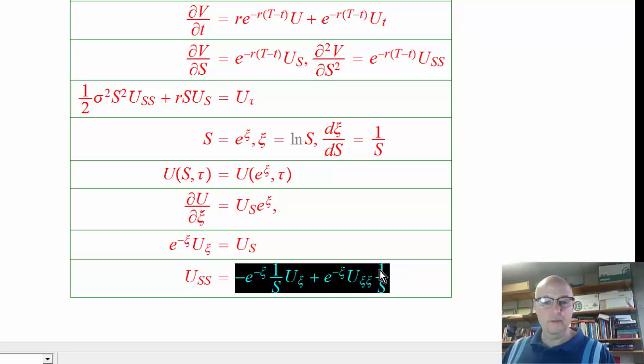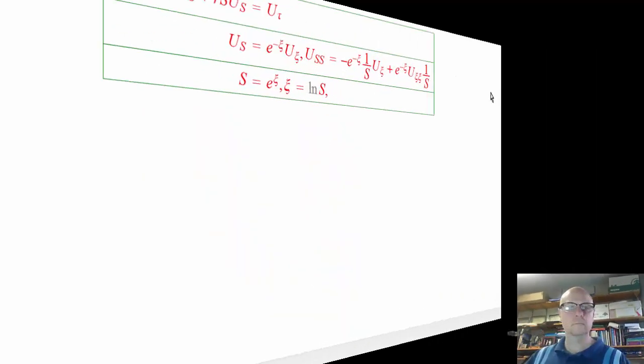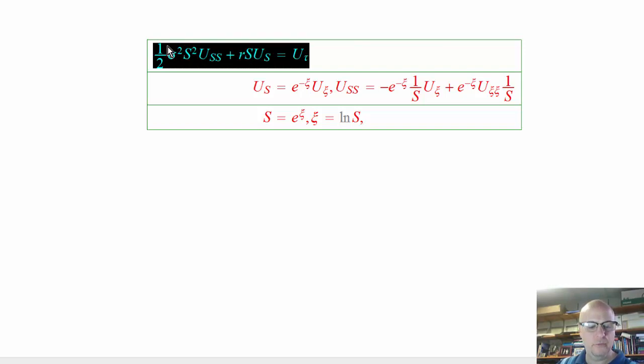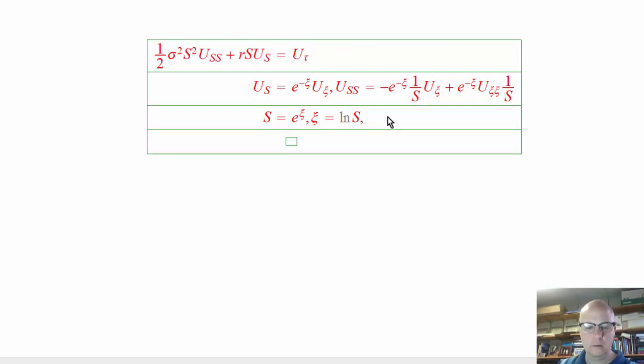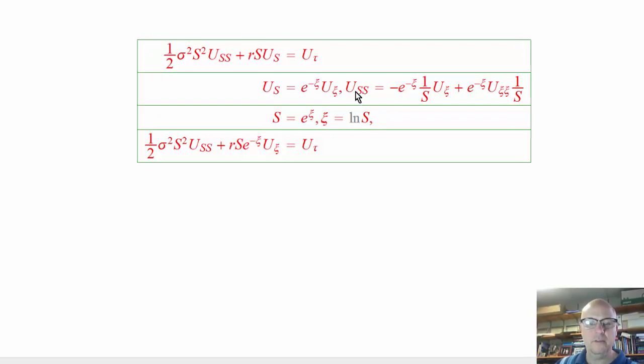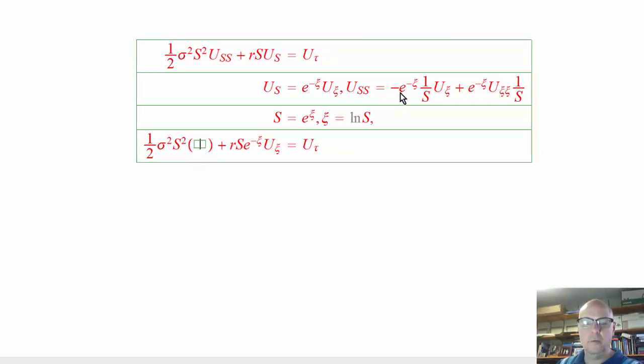So I need to put this piece in here, and I need to put this piece in here. So this is the partial differential equation. Now I'm going to replace these derivatives with respect to stock with the derivative with respect to squiggle. So that's what I'm starting with. Instead of u sub s, I'm going to put this piece. Instead of u sub ss here, I'm going to put this piece.